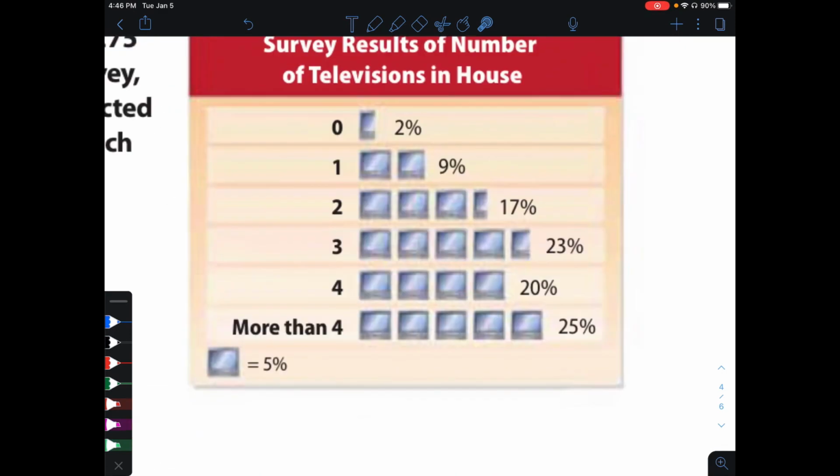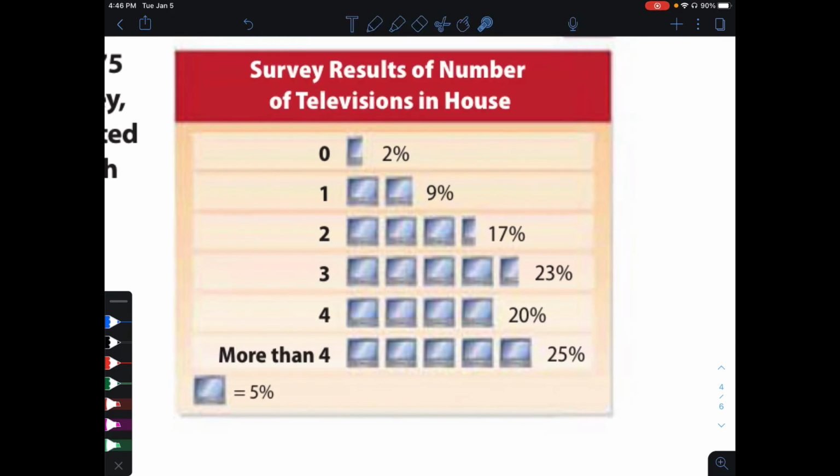So let's take a look at the graph. So this is survey results of number of televisions in the house. 0 TVs, 2%. 1 TV, 9%. 2 TVs, 17%. 3 TVs, 23%. 4 TVs, 20%, and more than 4 TVs, 25%. And remember that each of these little pictograph icons equals 5%. So this is a pictograph, where each TV represents 5%.